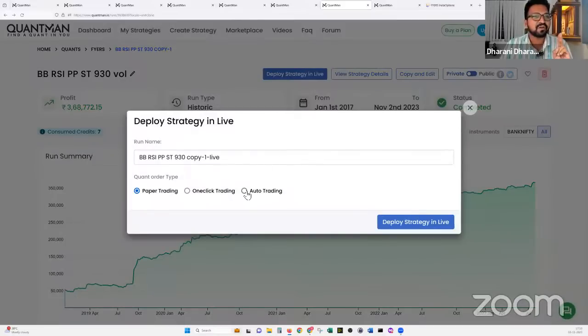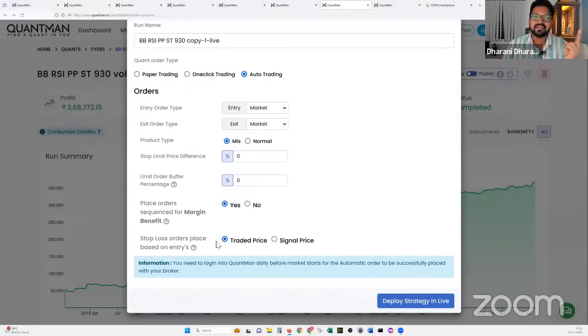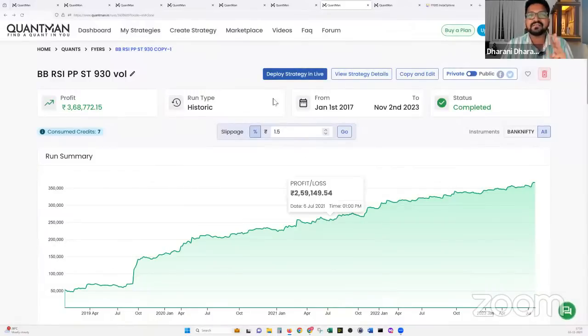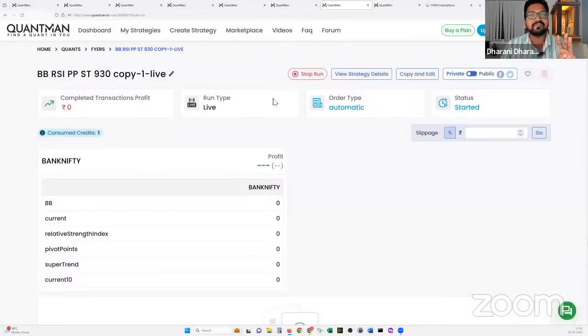The second click is going to be auto trade, and I want my order to be MIS or NRML. It's totally your call. I want both the entry and exits to be market orders. We don't have any margin benefits here because it's a single leg strategy. I don't have any stop loss because I have my exit plan. The third click is deploy strategy in live. 3 clicks, done. Now this trade setup is automated and will be running in my trading account from tomorrow onwards. If the condition satisfies, the trade will happen.